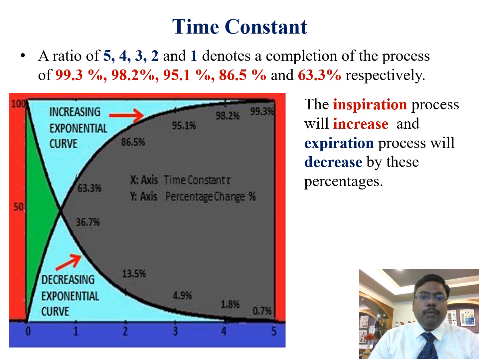So these ratios will be 5, 4, 3, 2 and 1, and these denote the percentages 99.3, 98.2, 95.1, 86.5 and 63.3 respectively. So the inspiration process will increase by these percentages, the expiration process will decrease by these percentages.